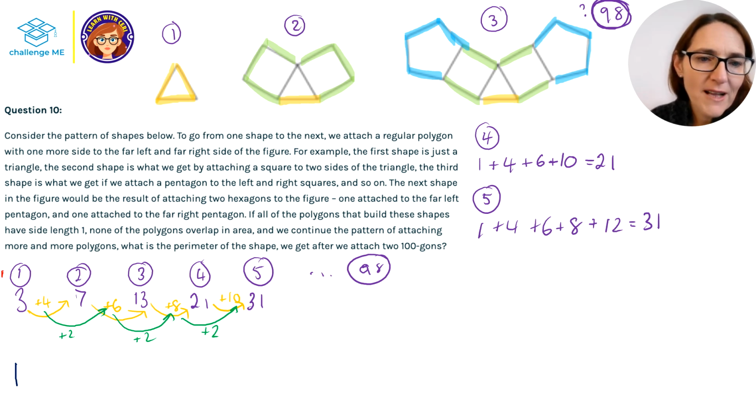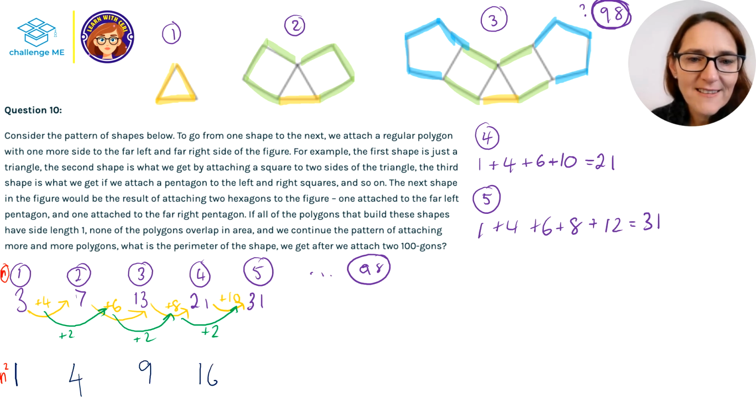If my pattern number is n, then n squared would be 1. 2 squared is 4. 3 squared is 9. 4 squared is 16. And 5 squared is 25. We are going to need 98 squared. Let's have a look. Can we see any kind of connection then between the square numbers and the numbers in our growing pattern? So that's 2 extra.